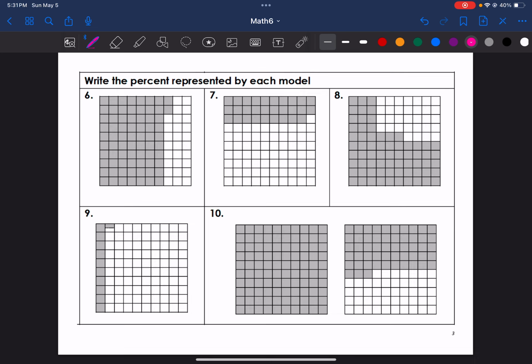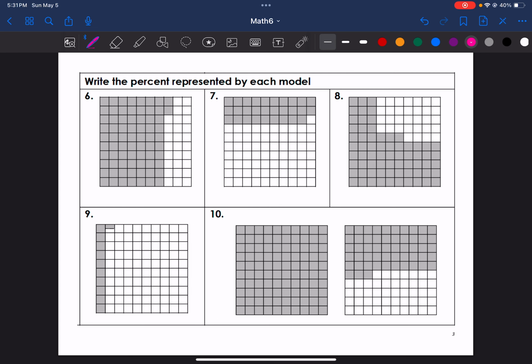Go ahead and try and work backwards on these. Pause the video so that you can try these before you check the answer. Now that you've tried these on your own, you should see that number 6 is 72%, number 7 is 29%, number 8 is 68%, number 9 is 10.5%, and number 10 is 153%.